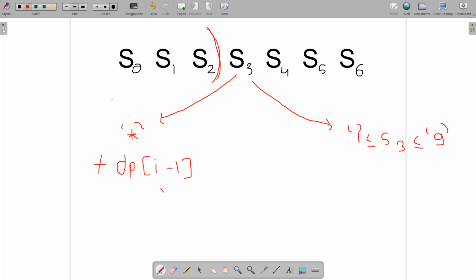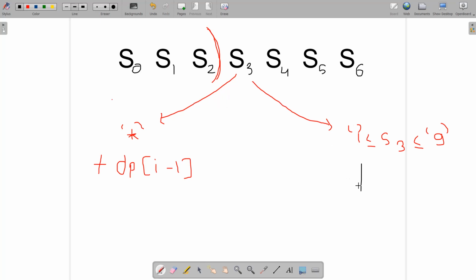That's why I've written dp of I minus 1. Now the main thing here is that S3 varies from 1 to 9. Note that I have not included the 0. If it is 0, we are not going to do anything. If it is varying from 1 to 9, you can see that the only way is to take this entire string, that is, go with the previous value.